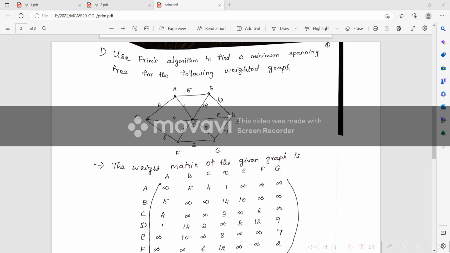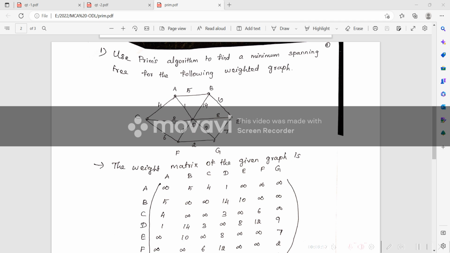So to reach A to E, we can use this path A to B, B to E. Otherwise we can go with A to D, D to B, B to E also. We have so many paths. So here all the vertices are joined by paths. So this is an example of a connected graph. So from this connected graph, using Prim's algorithm, we are going to form one tree, minimum spanning tree.